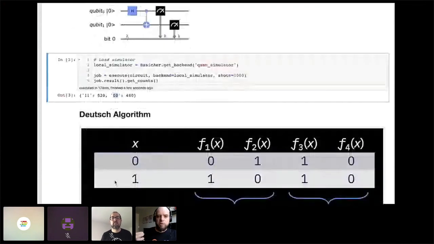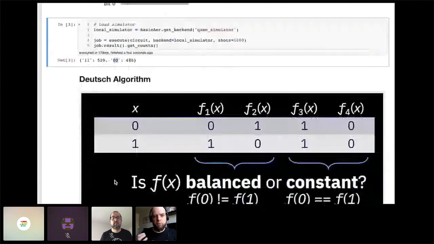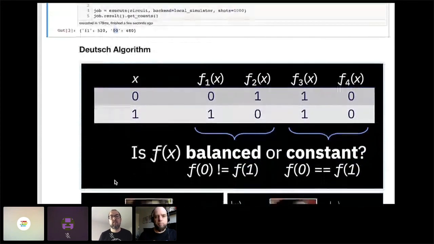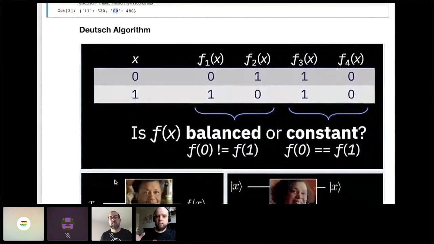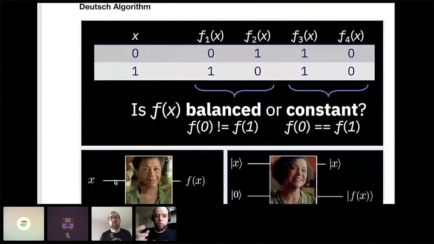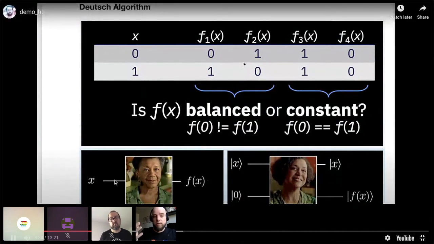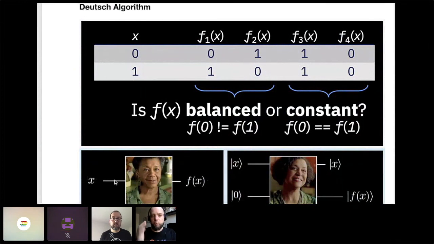And you're probably asking yourself, okay, what can I use this for? And that's where the Deutsch algorithm enters. The Deutsch algorithm was specifically designed to illustrate a situation where a quantum computer can do something better than a classical computer. So it sets a challenge where a classical computer requires two executions, and a quantum computer can solve it with only one execution.